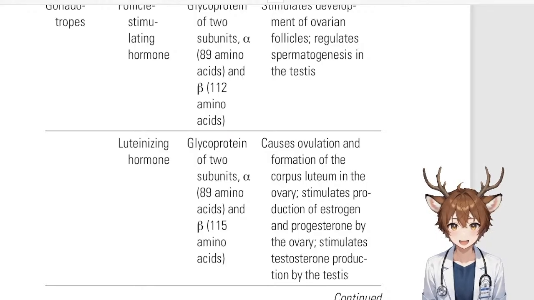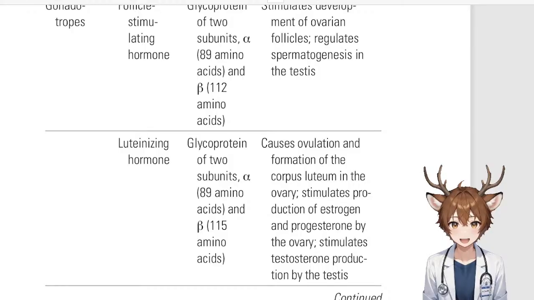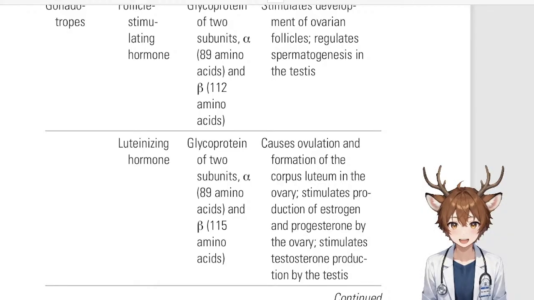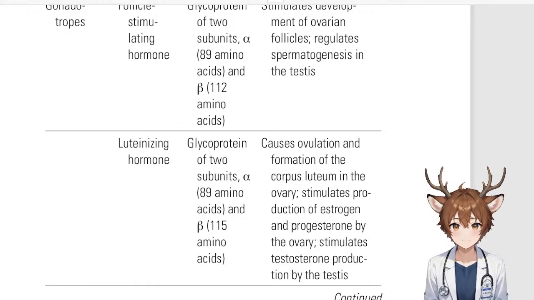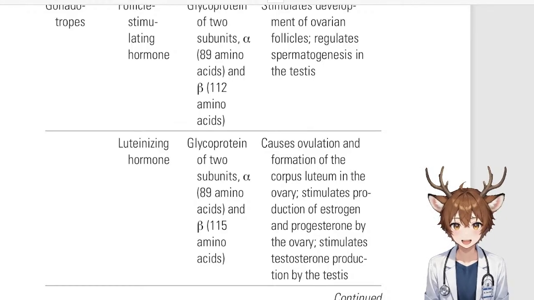Now, LH causes ovulation and formation of the corpus luteum in the ovary, stimulates production of estrogen and progesterone by the ovary, stimulates testosterone production by the testis. This is true, but in a kind of roundabout way. Yes, does LH promote estrogen production? Yes, but that's because androgens are going to be converted into estrogens via aromatase, and aromatase is being produced by the influence of FSH.